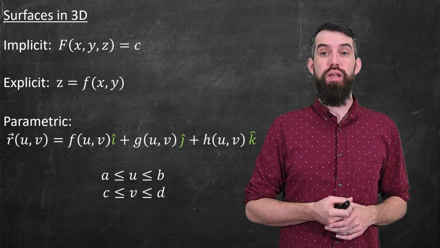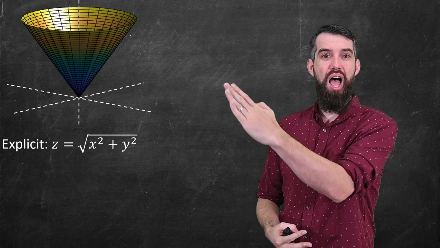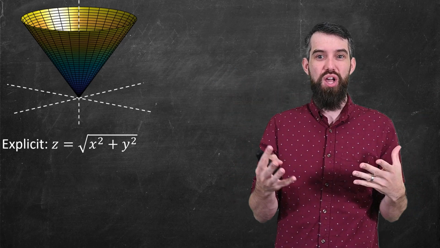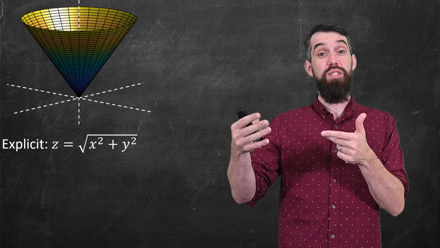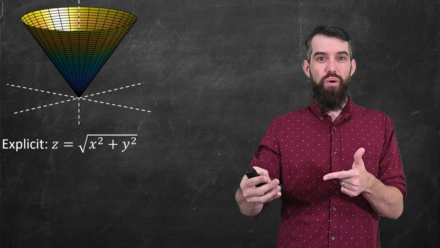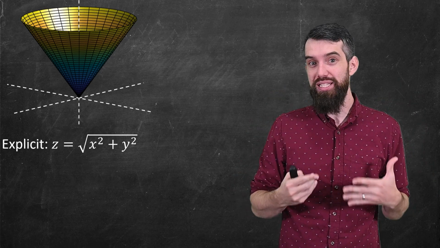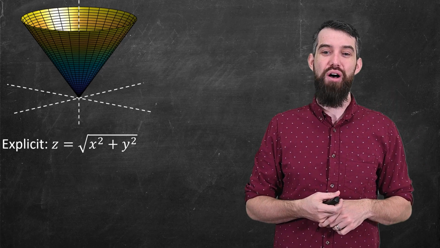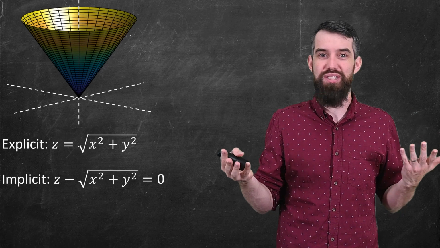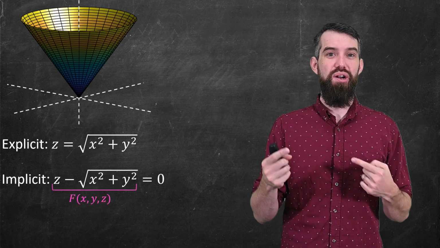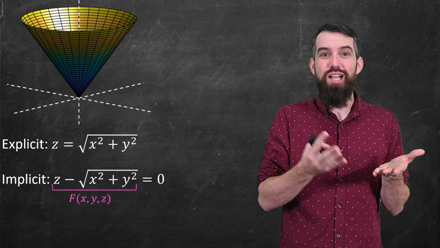I want to talk about the cone. One way to think about this is just taking some line and rotating it around to make this cone, but I have an explicit formula for it. z is the square root of x squared plus y squared. Now, whenever you have an explicit formula, it's actually completely trivial to get an implicit formula as well. You just subtract off. So the implicit is just z minus square root of x squared plus y squared equal to 0. We haven't done anything at all. Here, the z minus square root of x squared plus y squared just is the capital F of x, y, and z we've seen before.